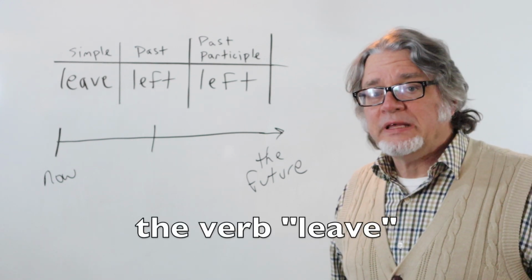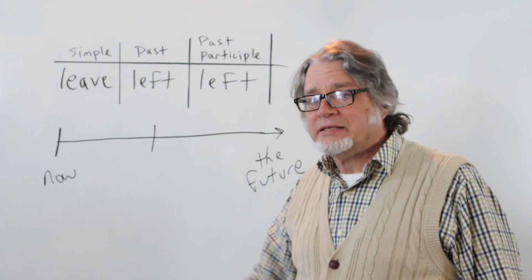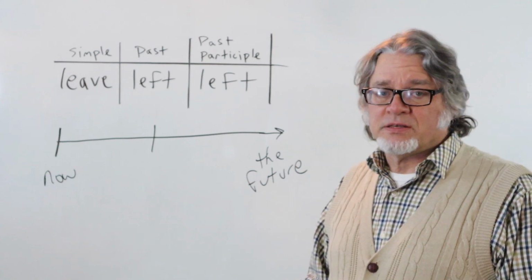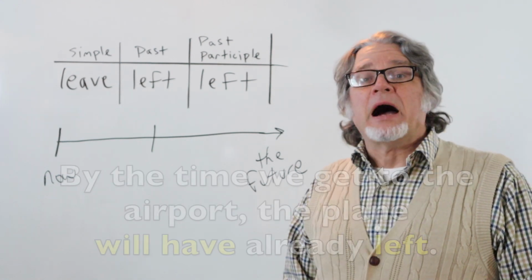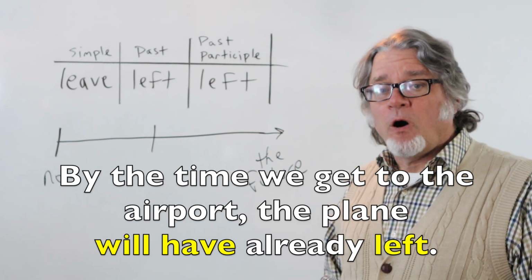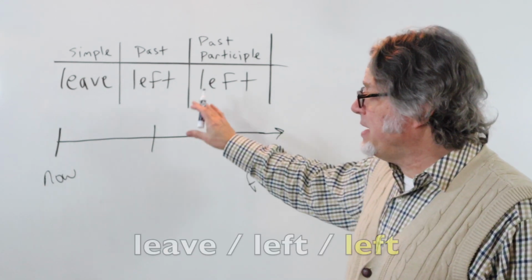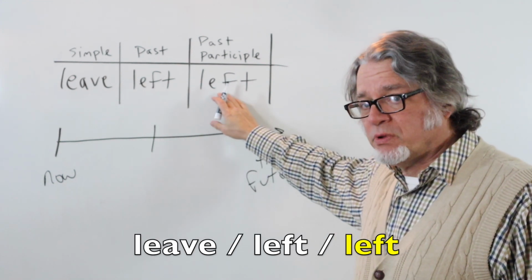Let's use the verb leave. This is a good choice when a person is anticipating something is late or a person is going to be late. By the time we get to the airport, the plane will have already left. The main verb is leave. It's in the form of a past participle.